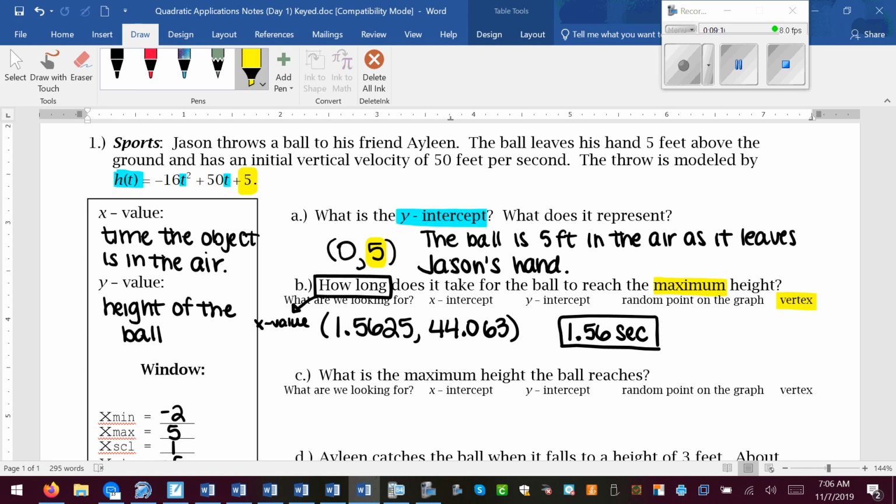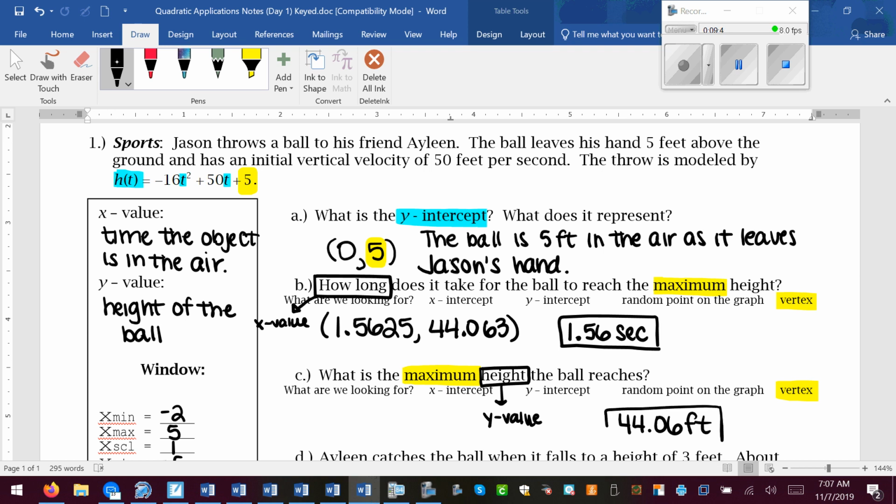Part C says, what is the maximum height the ball reaches? Again, keyword is maximum, so I'm looking for a vertex. We already have the vertex that's written down in Part B. This question's asking for the maximum height. If I go over, my y value is the height. So this question is asking for the y value in the vertex, which is 44.06, and the height is measured in feet.